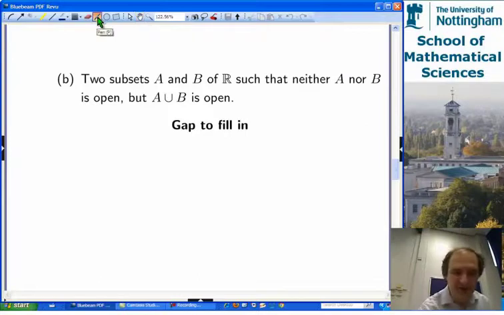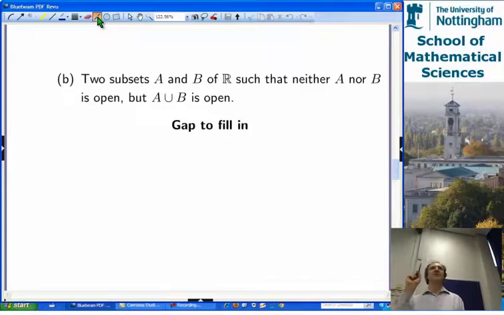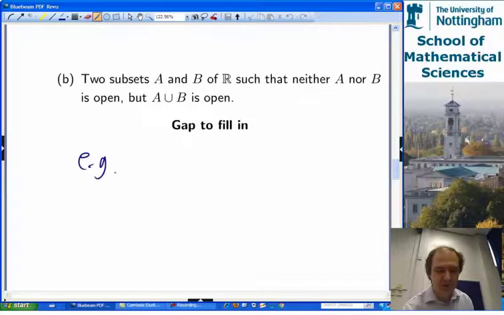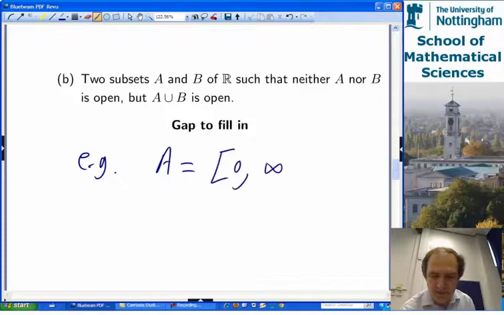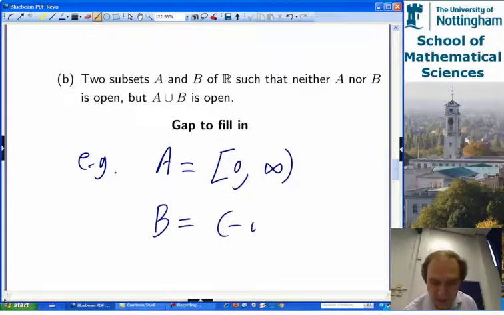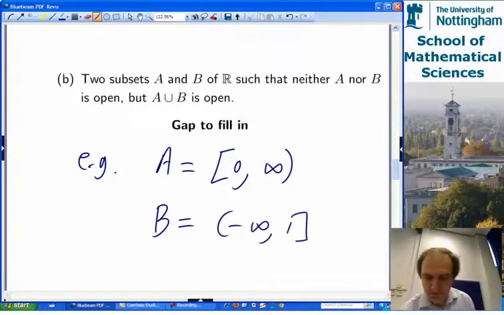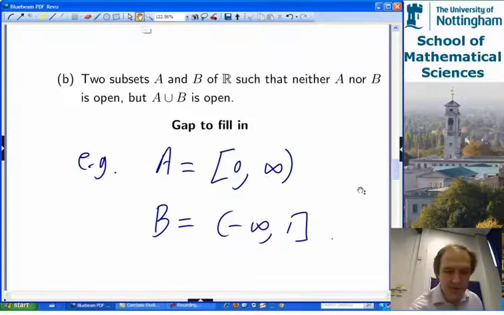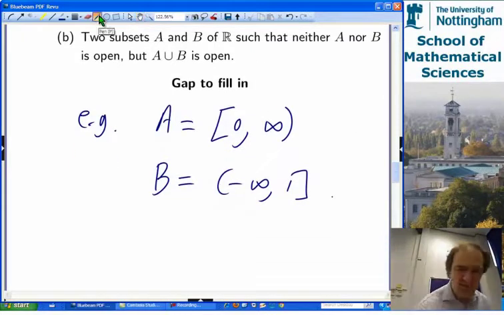Or you could say which the non-interior points are, and so on. So let's see what example people come up with. Let's have an example from maybe over from this side. Anybody got an example for me? Yes? Could you use A from including 0 to plus infinity, and B from minus infinity to including 1? Okay, so let's have a look. So A is going from 0 up to infinity, including 0, but of course not infinity. B is going from minus infinity up to 1. Then neither A nor B is open.